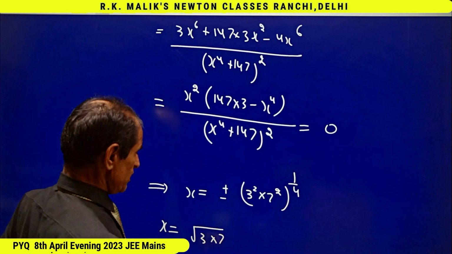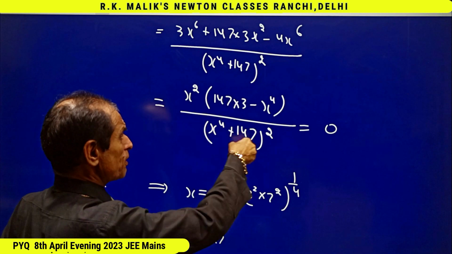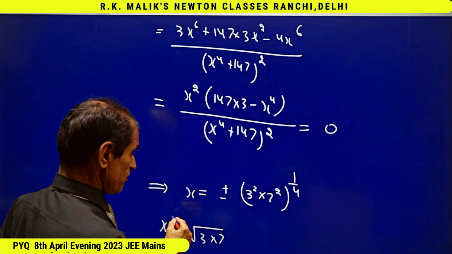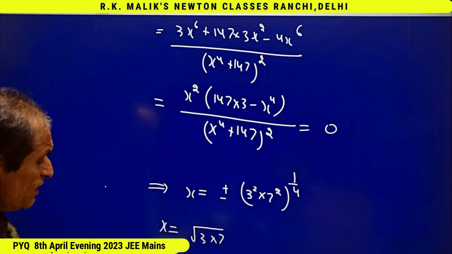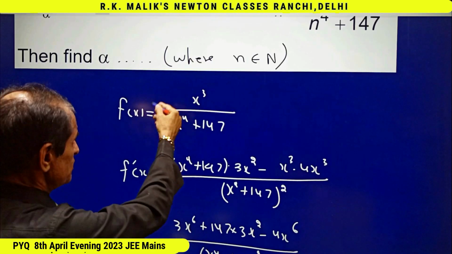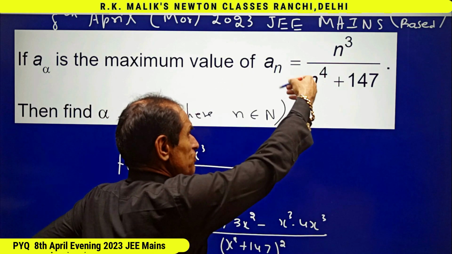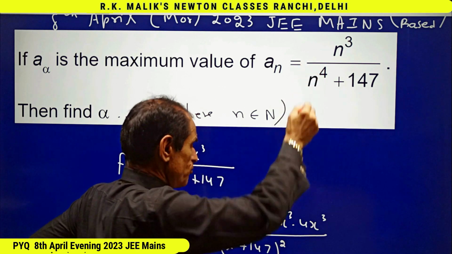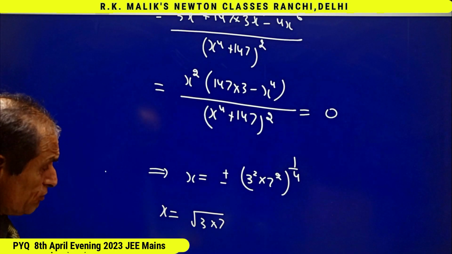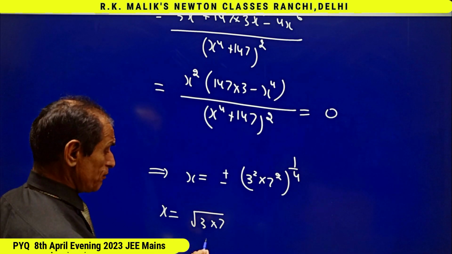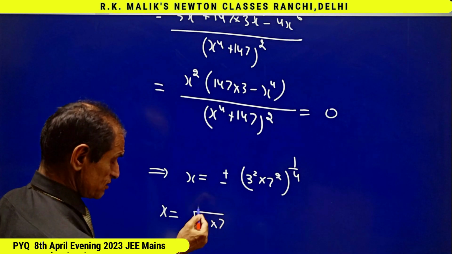And it is also clear that if I take the value of x slightly less than this, it will become positive, and if I take the value of x slightly more than this, it will become negative. Hence I can say for this value of x, this will become maximum. But actually I have to find the maximum value of this where n is a natural number. Therefore n cannot take this value.